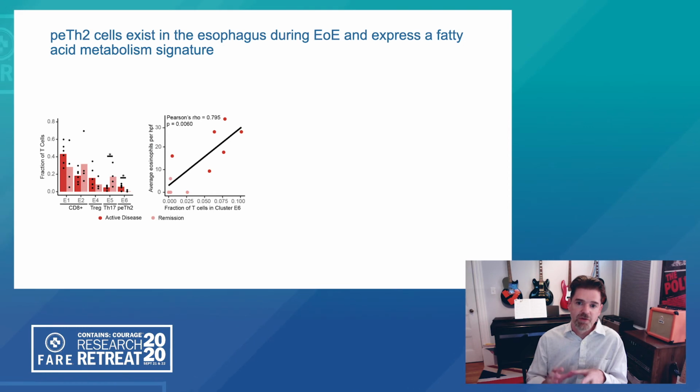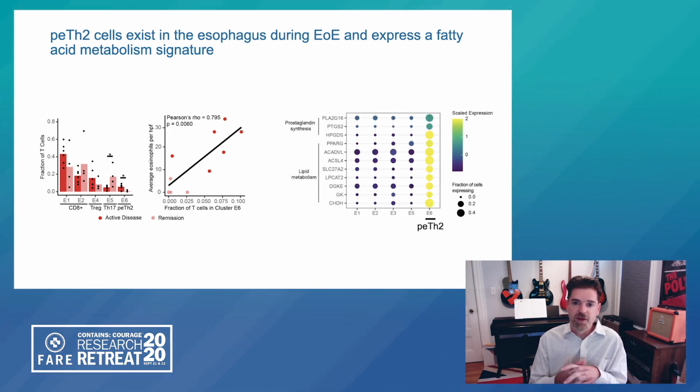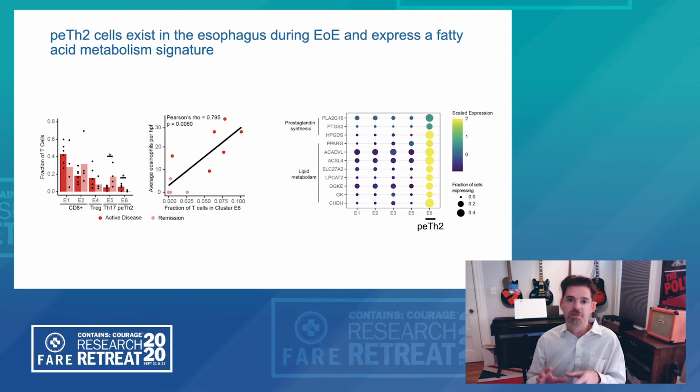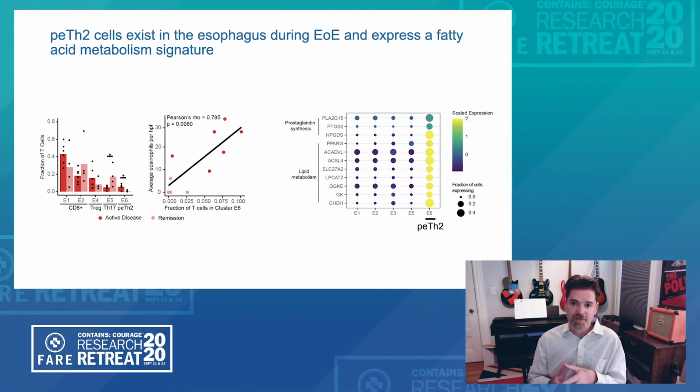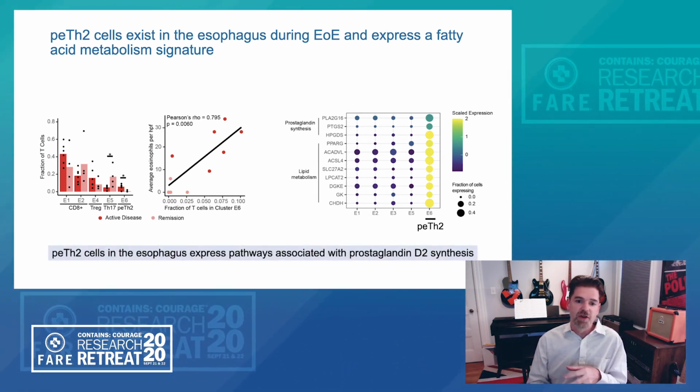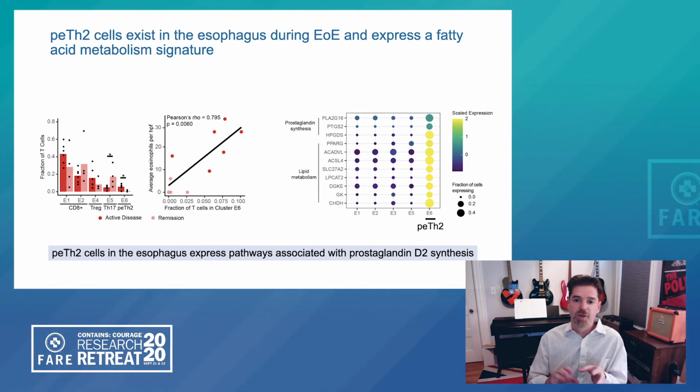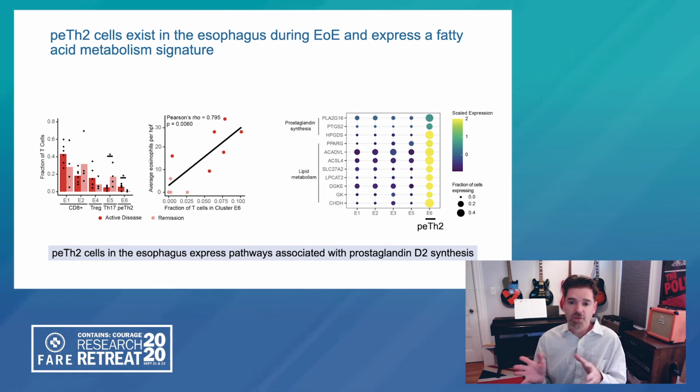If we dig deeper into the gene sets that are enriched within this population of the P2Th2 cells, we see a strong upregulation of genes associated with lipid metabolism, and in particular with prostaglandin synthesis. This is interesting because it suggests that these cells in the esophagus are expressing pathways associated highly with prostaglandin D2 synthesis. Prostaglandin D2 is a chemoattractant that helps support and attract populations like neutrophils and other granulocytes.